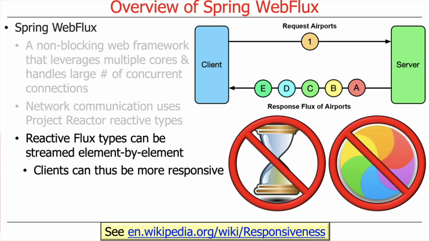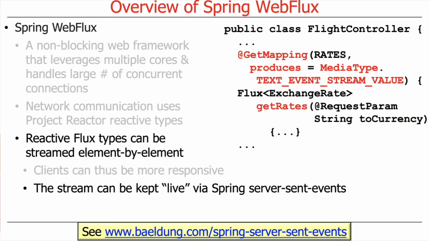That allows clients to be more responsive. Why are they more responsive? They're more responsive because if you used non-reactive types like List, the server would have to build the entire list of airports, and then once the list was built, it would send the whole list back over to the client. Whereas with a Flux, it can start to stream them back as they appear. So you don't have to wait, and you also don't necessarily have to allocate a giant data structure to hold everything on the server side and the client side. You can stream them back.